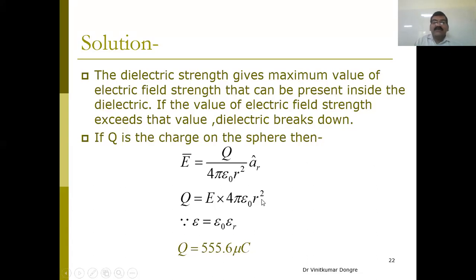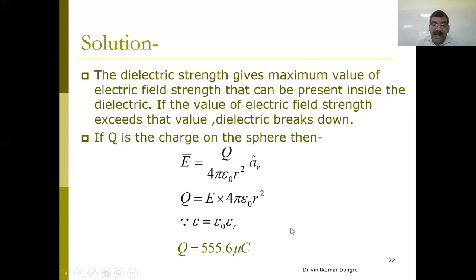So r square is given, that is 1 meter. Epsilon 0, now instead of epsilon 0, I'll not use epsilon 0. What I'll use? I'll use epsilon. So epsilon equals epsilon 0 into epsilon r. So this thing we can put, epsilon equals epsilon 0 into epsilon r. So this way Q can be calculated.